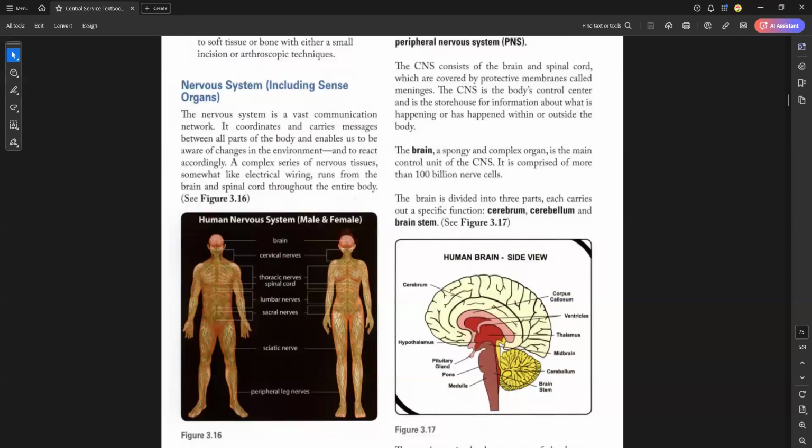So the brain is divided into parts. We have the cerebrum, cerebellum, and then we have the brainstem. As you can see in the picture, they are shown over there, and each of these plays a unique function. Next, please.